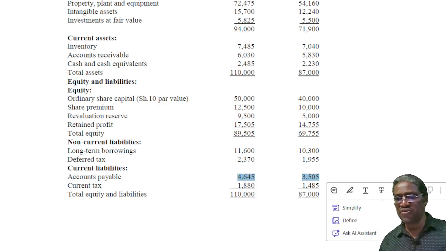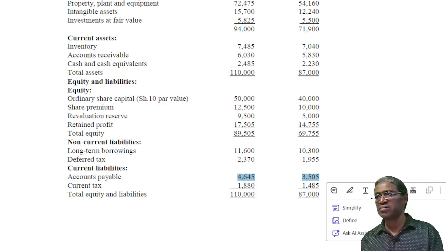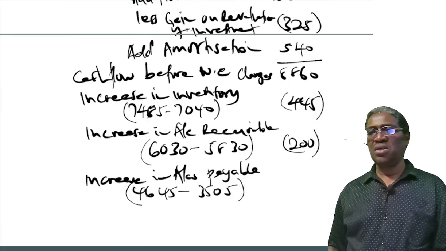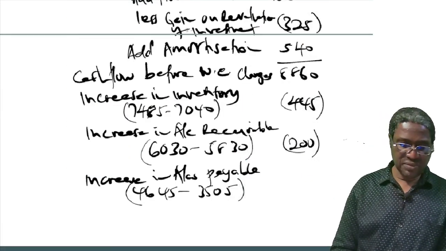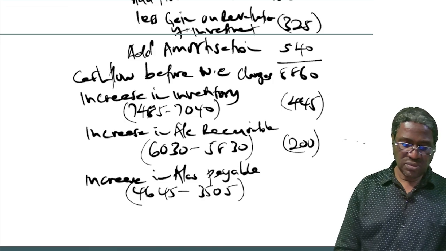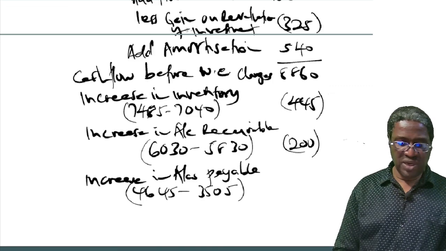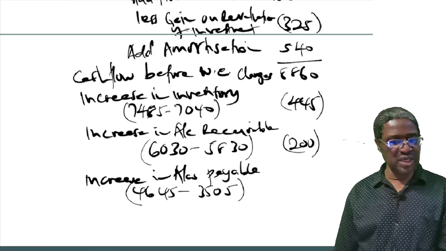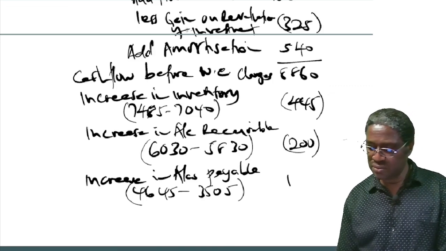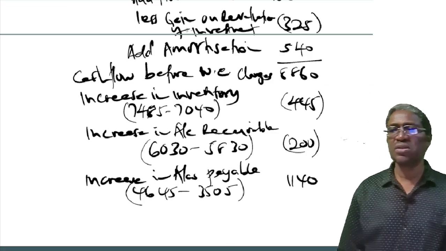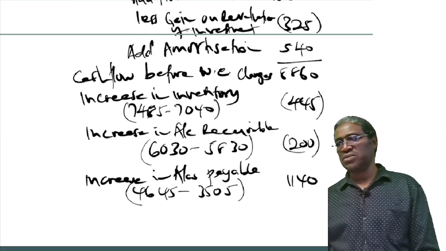We are getting the difference, 46.45 minus 35.05. Let's calculate it. 46.45 minus 35.05. I'm getting 1140.